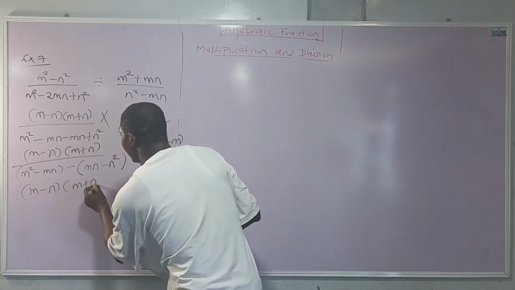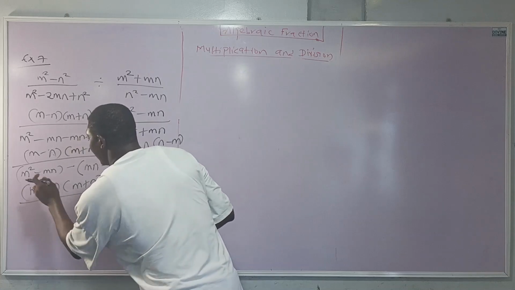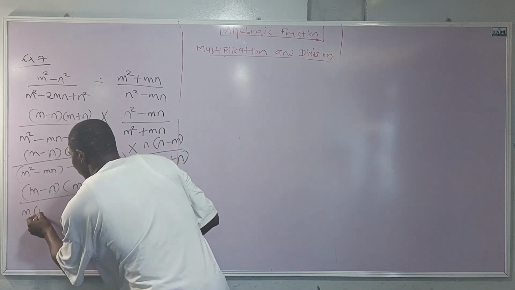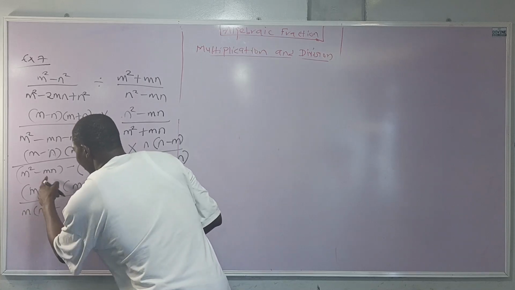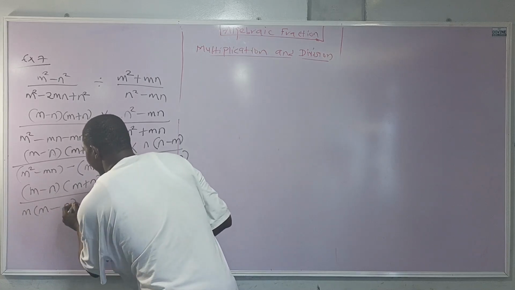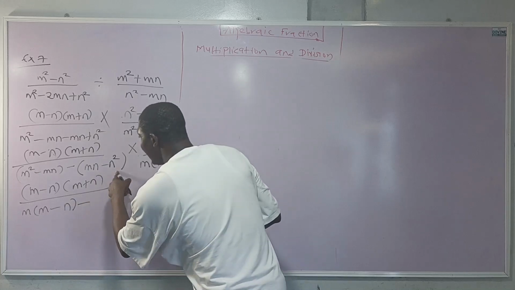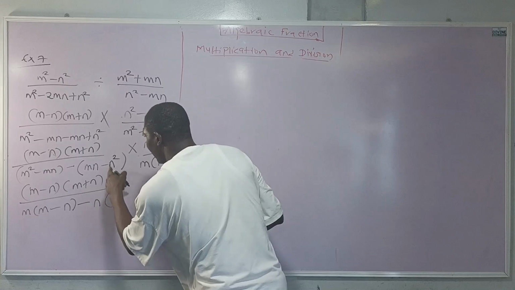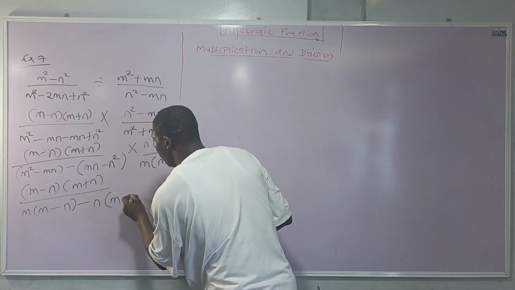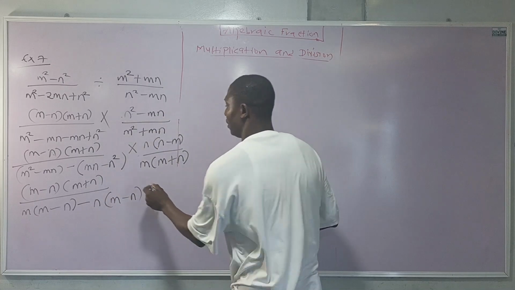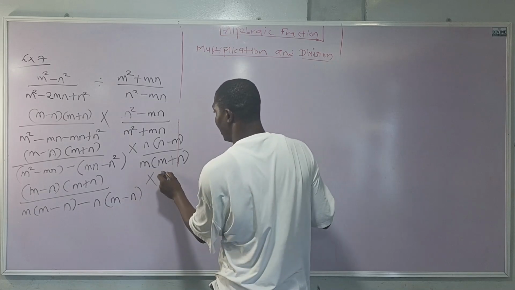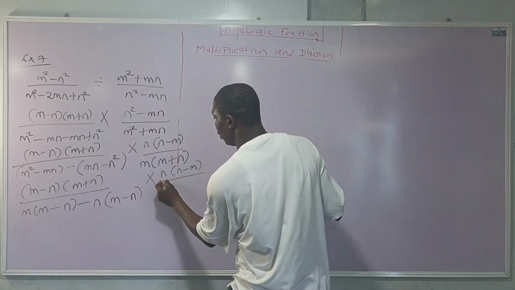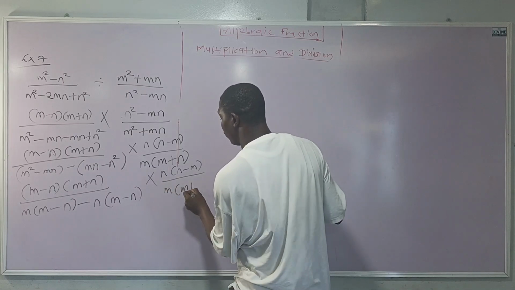I have my m plus n, all over what's common here, m. If m is factored out, m squared divided by m will give me m, and mn divided by m will give me n. Minus n is common. I have n bracket, mn divided by n will give me m, and n squared divided by n will give me n. Put my multiplication sign, n bracket n minus m, all over m bracket m plus n.